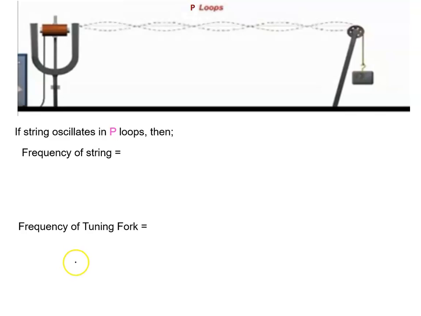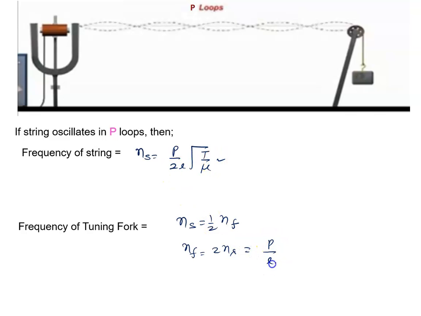So if I say string oscillates in P loops, then frequency of the string can be written as P upon 2L root T upon mu, and we all know frequency of the string is given by half frequency of the fork. So frequency of the fork can be written as 2 times frequency of the string. So we use this formula, we will get P upon L root T by mu. So in transverse mode of vibration, frequency of the tuning fork is exactly equal to frequency of the vibration of the thread. But in longitudinal mode of vibration, frequency of the tuning fork is 2 times frequency of vibration of thread.